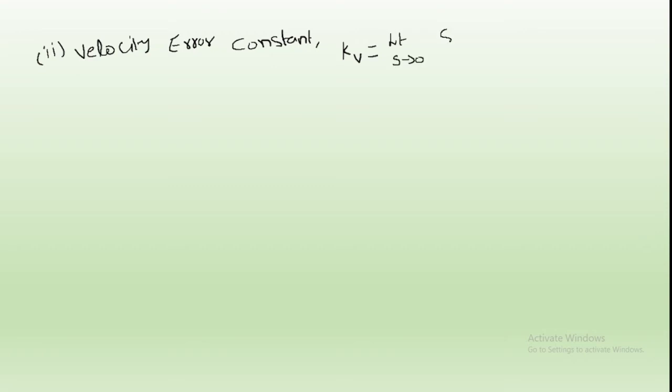And the second type of static error constant is the velocity error constant. We know that the expression of the velocity error constant Kv is equal to limit s tends to 0 of s into G(s) into H(s). Substitute the G(s) and H(s) values into this equation, we get the velocity error constant Kv is equal to limit s tends to 0 of s into G(s), that is 10(s+2) / (s^2(s+1)), into H(s) which is 1.